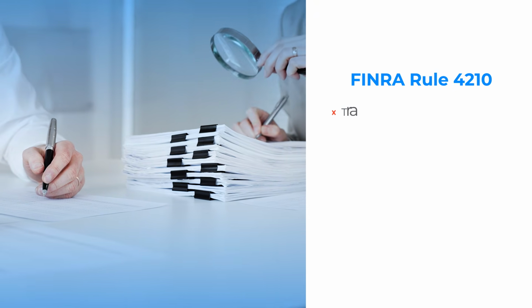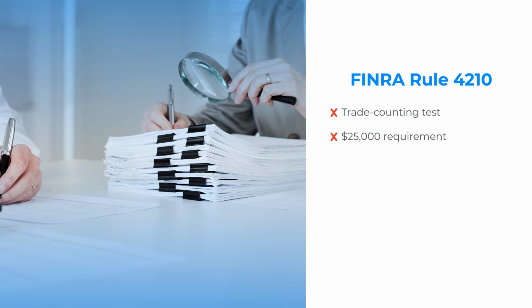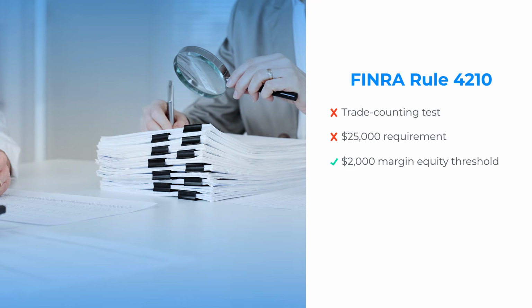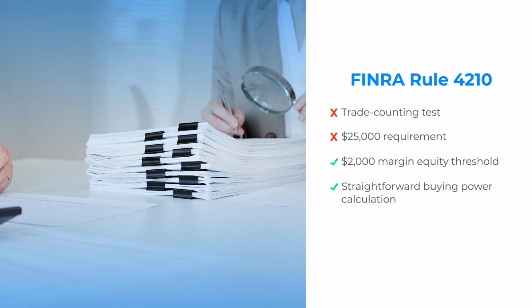There's no longer a trade counting test, and there's no longer a $25,000 requirement. In its place, a $2,000 margin equity threshold and a straightforward buying power calculation that updates in real time.